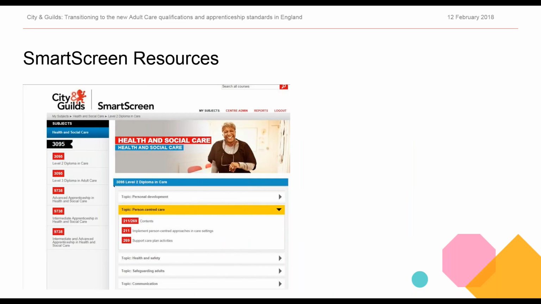Our new smart screen resources: the mandatory content of the qualification resources are available now to purchase, and we are topping those up with the optional unit content that we think will be popular. So we'll keep you posted on that, and if you want to have a look at that, we can put you in touch with our digital team to facilitate that.